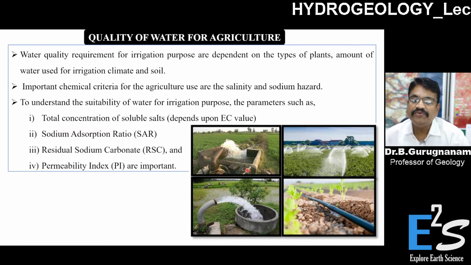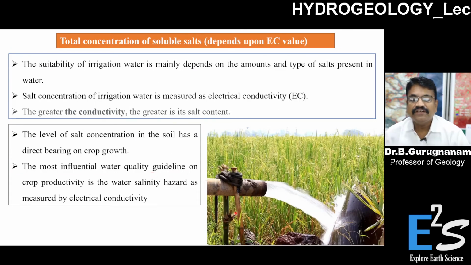Normally, you see different colors of soil here, and the water you are taking for agriculture, drip irrigation, and it's quite interesting when you consider water in agriculture. The total concentration of soluble salts depends on the EC value. The suitability of water for irrigation mainly depends upon the amount and type of salts. Salt concentration of irrigation water is measured by the EC.